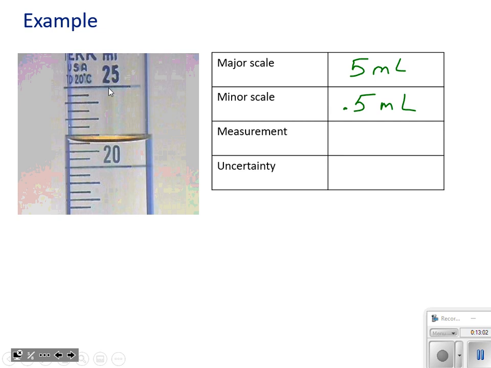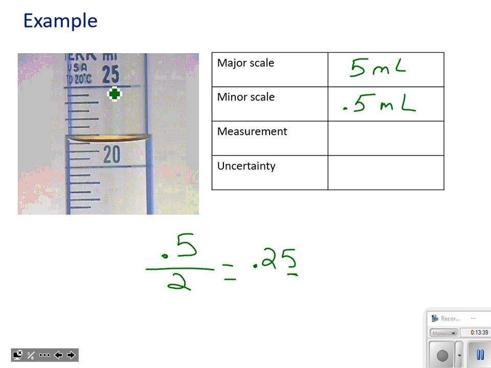Now, once again, I take my minor scale, I take my 0.5, I divide that by 2, and I know 0.5 divided by 2 is 0.25. Now, here comes the issue, because I cannot read this scale to the hundredths. That's too precise. My precision on this scale is not so good. So I am going to round this to the tenth.